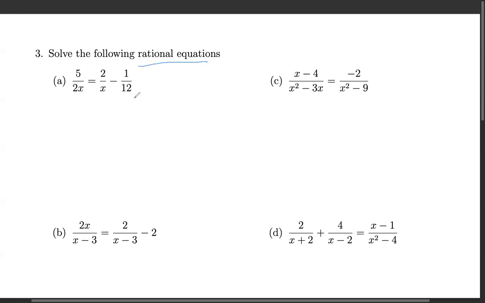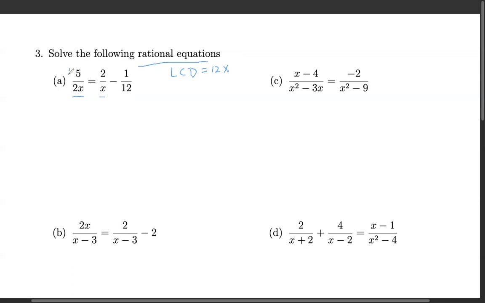There are different ways to solve this, but one way is to get rid of the denominators. Just like before, how do we get rid of a denominator? We multiply by the least common denominator. Well, what's the least common denominator here? So 2x, well, 2 times x, this is x, this is 12. So the least common denominator for this case is 12x, right? The common denominator is a multiple. So the least common multiple of 2x, x, and 12 is 12x.